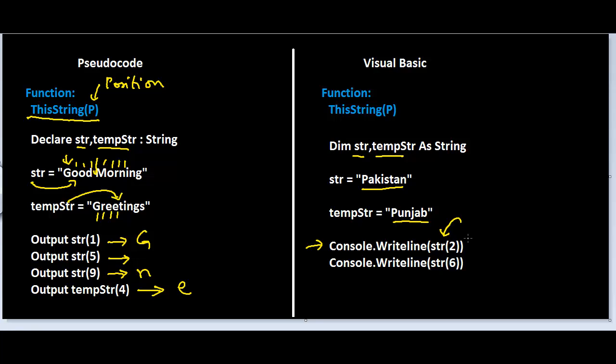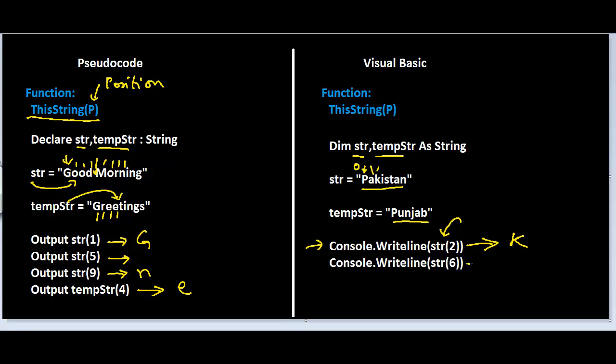Now the only difference in case of Visual Basic is that the position of the starting character is not 1, rather it is considered 0. So P is 0, A is 1, and K is 2. So in this case, K is going to be output. Remember, the starting position in case of Visual Basic is 0. So this is going to show K in the output.